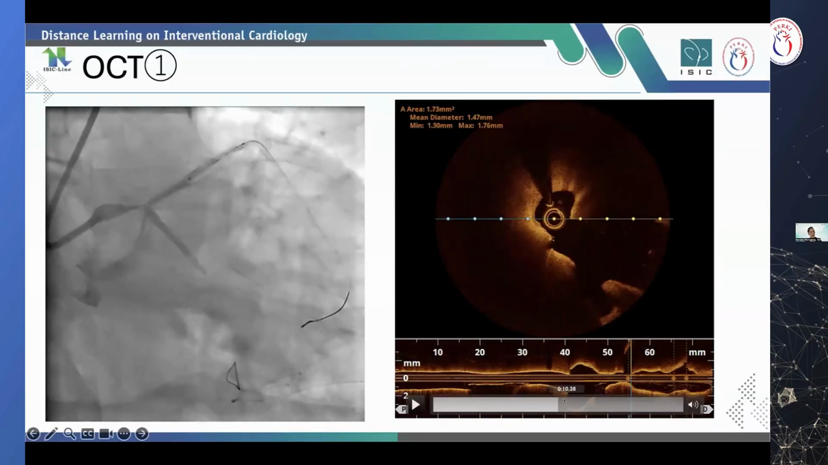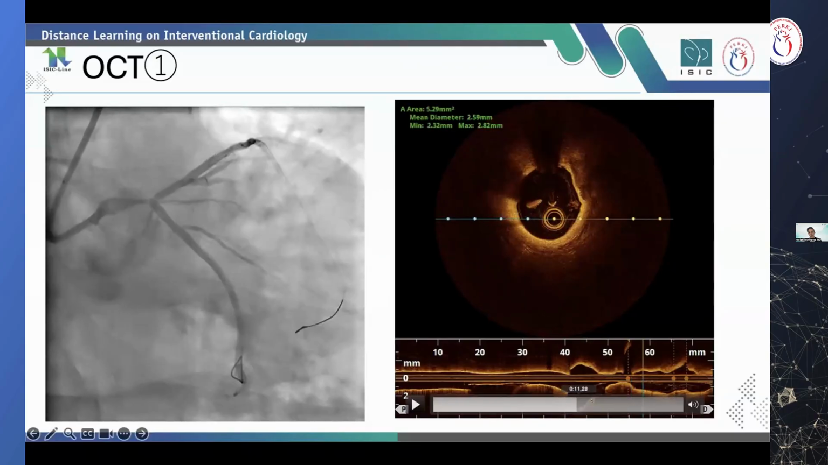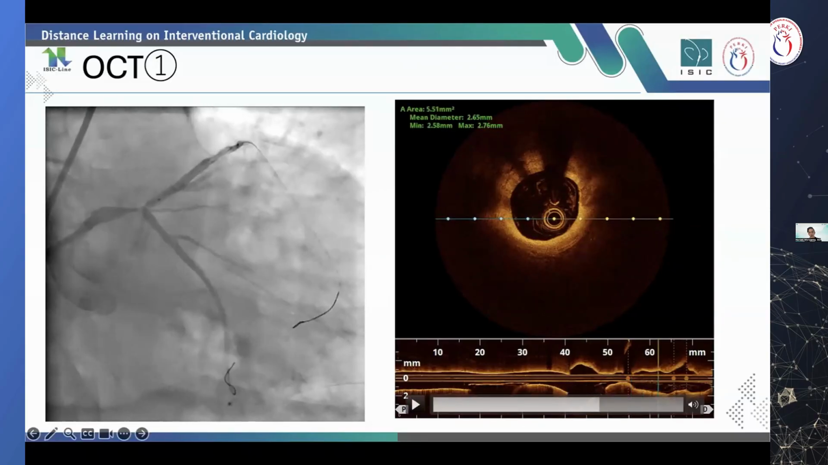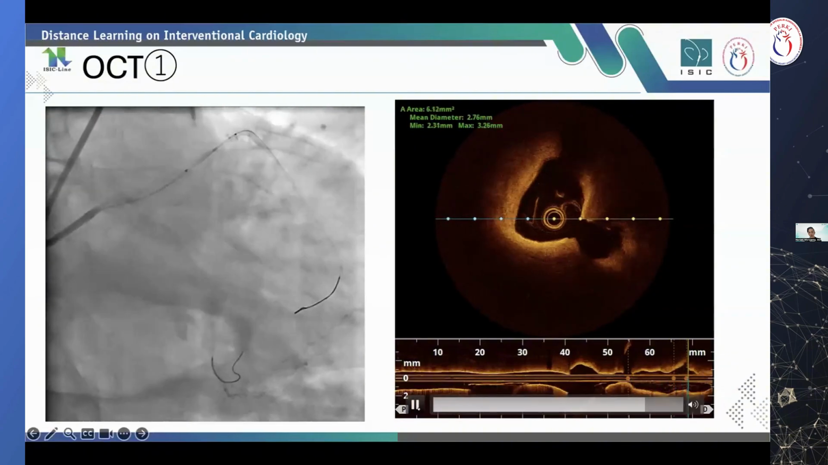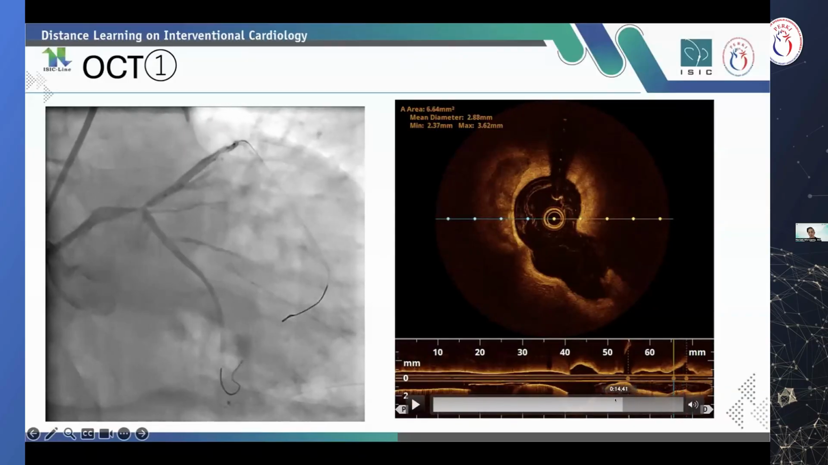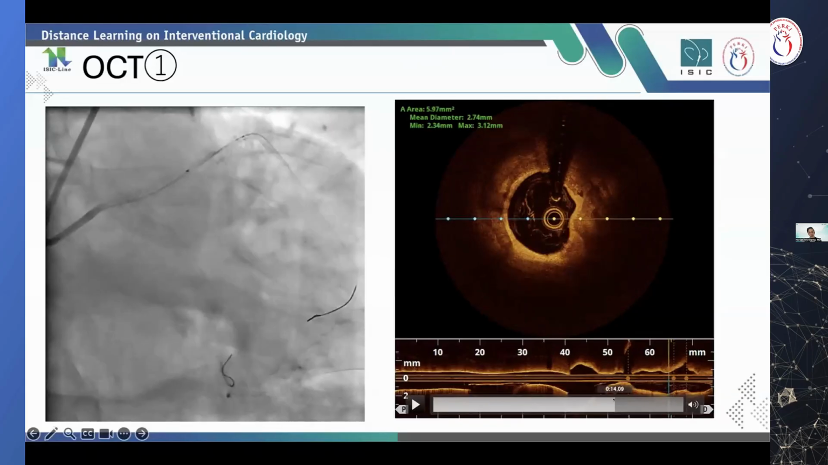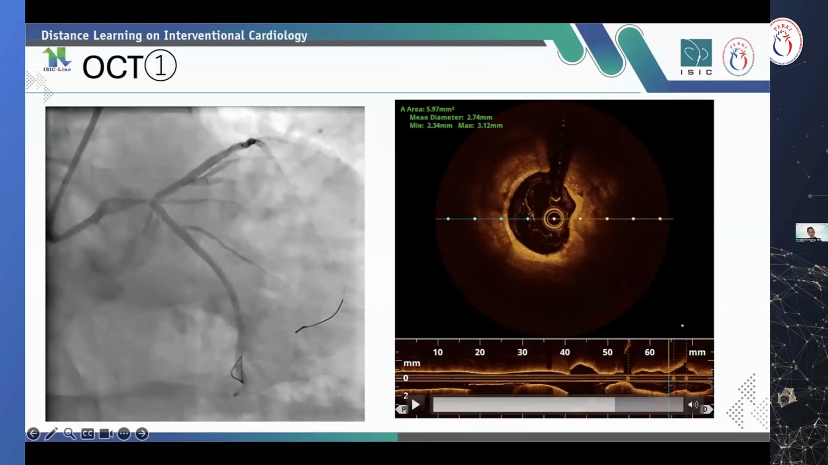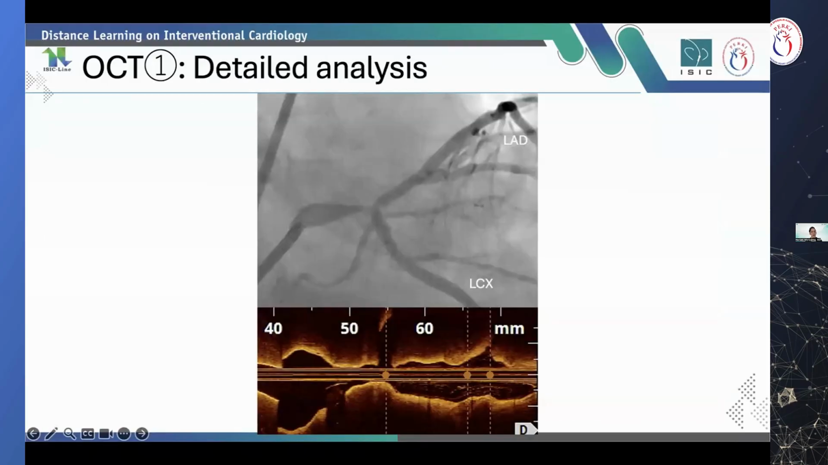And this is the ostium of the LAD. This is clearly a soft plaque. There's no significant calcification, but we can see deep calcium here. But we need to decide about this calcification at this moment. And this is our detailed analysis slide.